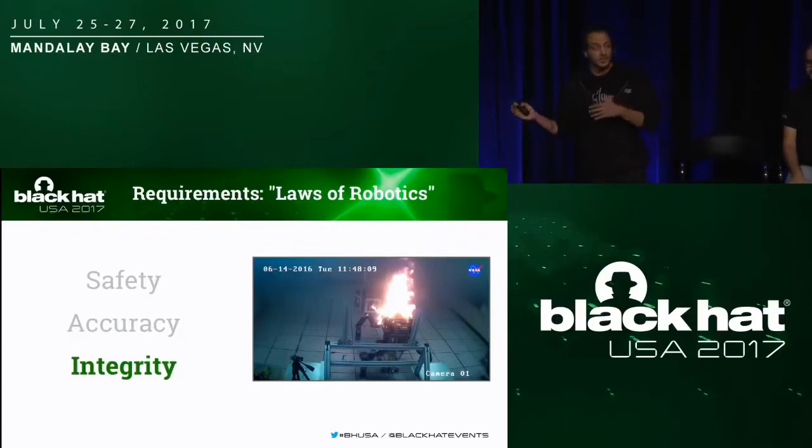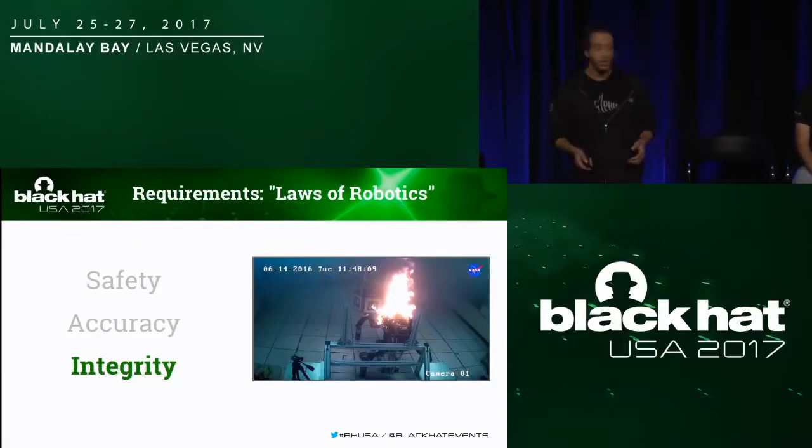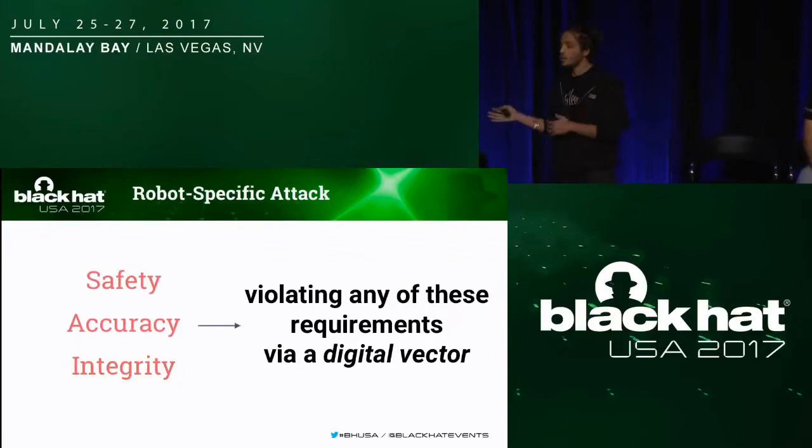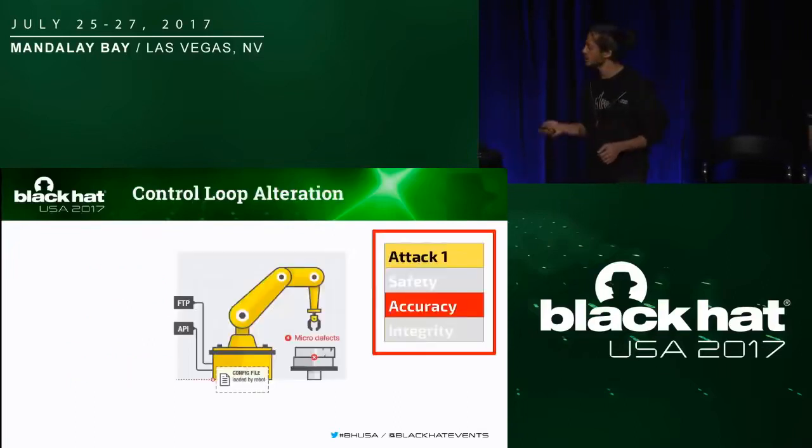What can go wrong? What can go wrong is that the user, or a malicious user, can ask the robot, for example, to reach a position which is not physically reachable. The robotic arm can break, for example. So if such a command has been sent to the controller, we should avoid that such a thing can happen. So a robot-specific attack is a digital-born violation of these requirements. We developed five of them, and the first one is control loop alteration.